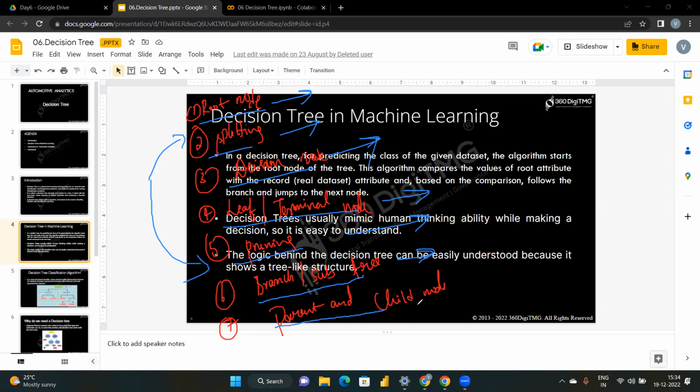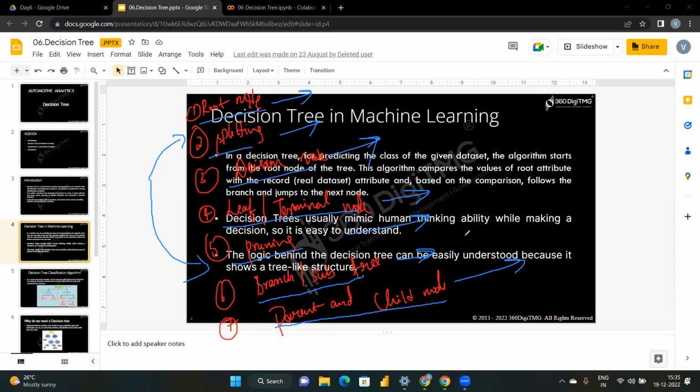And the next thing we'll be seeing is parent and child nodes. A node which is divided into subnodes is called a parent node of the subnodes, whereas the subnodes are the children of the parent. So guys, a decision tree classifies by sorting instances down from the root to some leaf or terminal node, and the leaf node provides the classification, with an example.